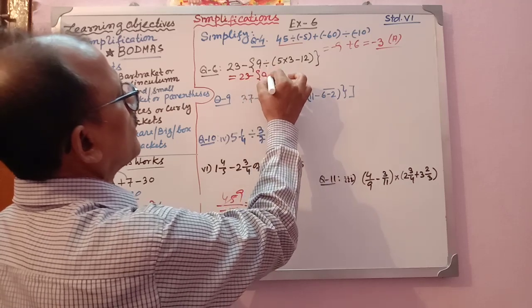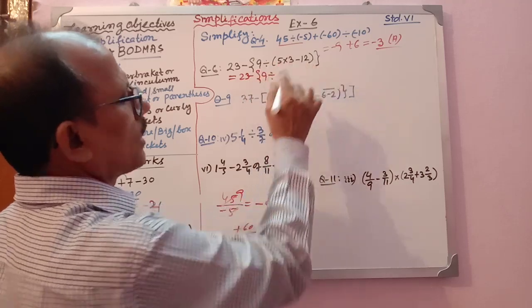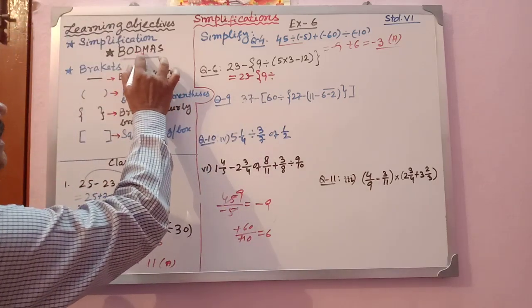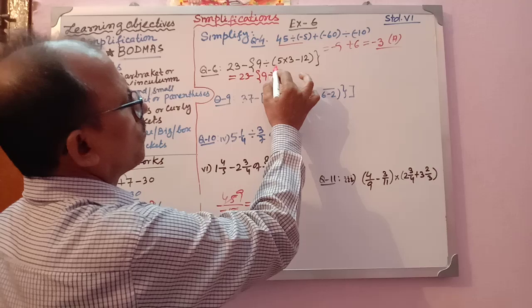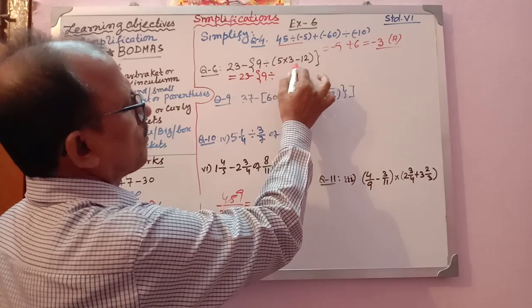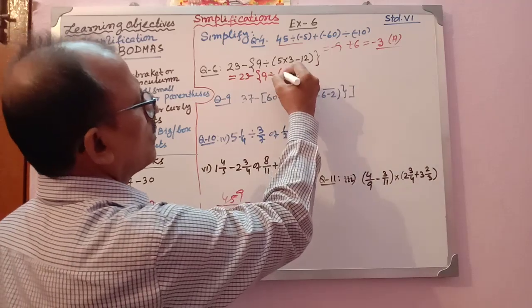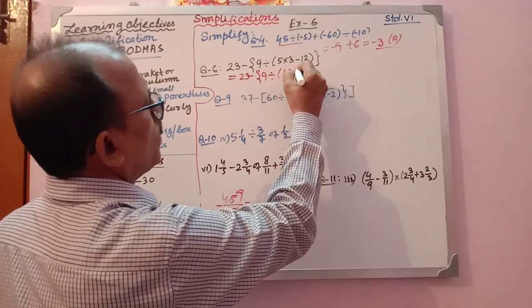9 divided by, then you do the bracket work. In the bracket also you have to follow the BODMAS. First you have to do division, then multiplication, then addition, then subtraction. Then first multiplication. Don't do the subtraction work. So it will be 15 minus 12. You can do it in one operation, you can do it in two operations. You can do it in two operations very nicely.